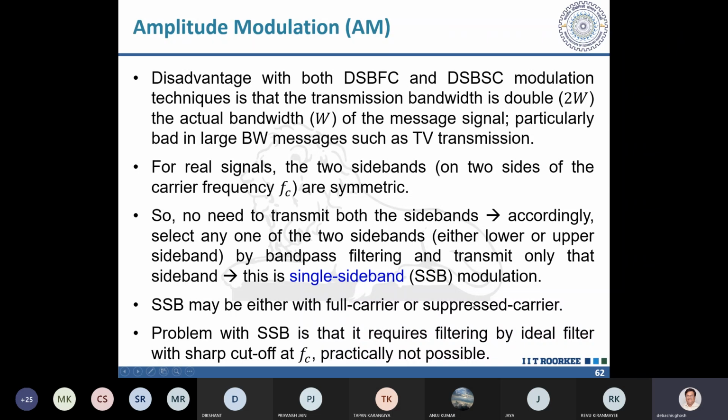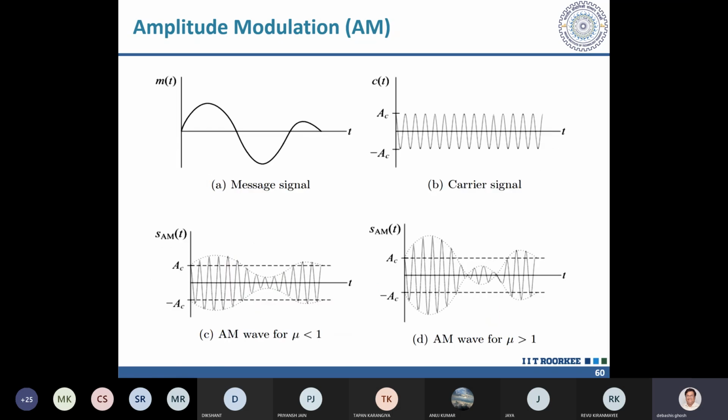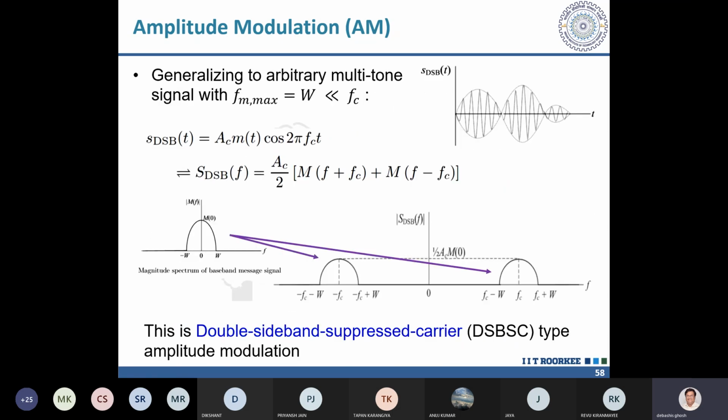Suppressed carrier cannot be used for envelope detection. The problem with SSB is that it requires filtering by an ideal filter with a sharp cutoff at FC, which practically is not possible. Again, if you see here, I need to do a sharp cutoff. I have to cut this frequency exactly at this point, FC. Exactly at this point I have to cut.